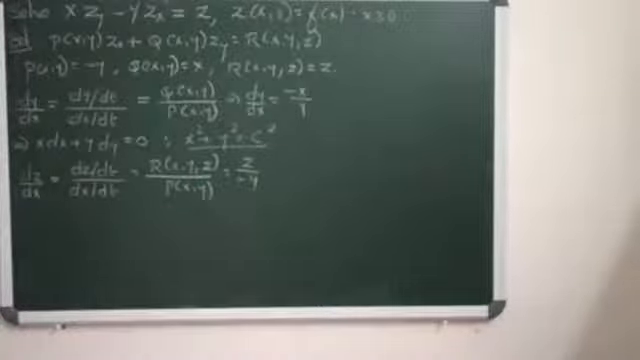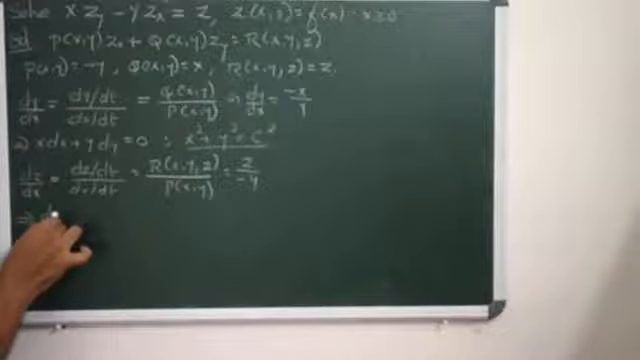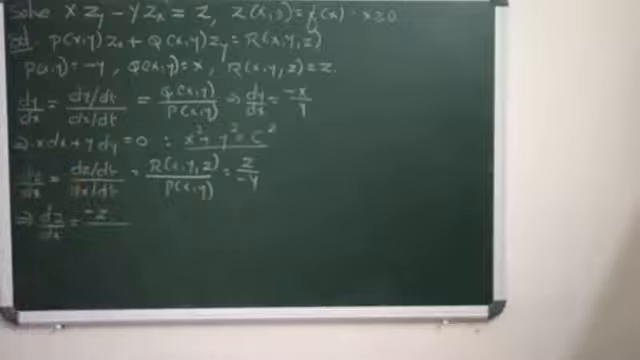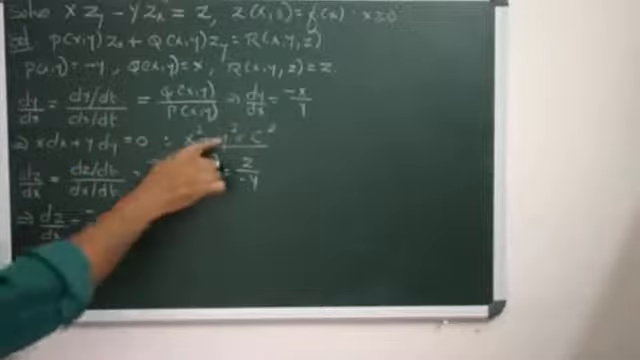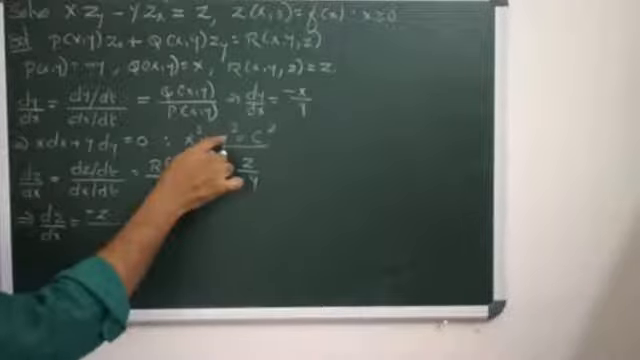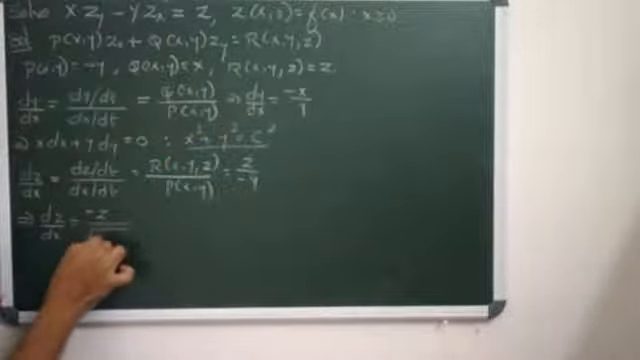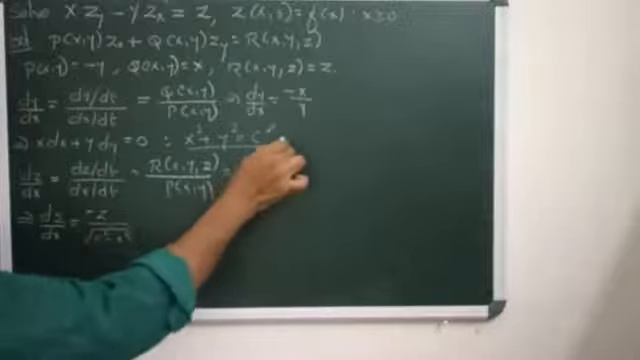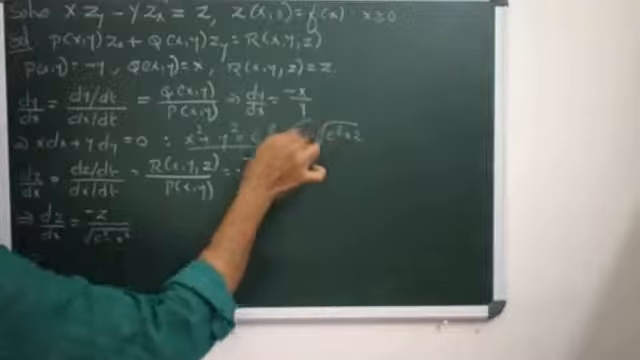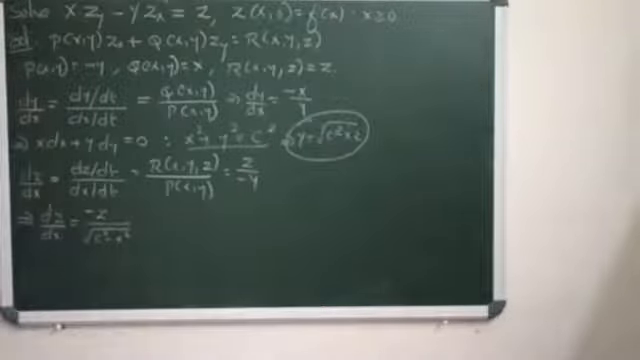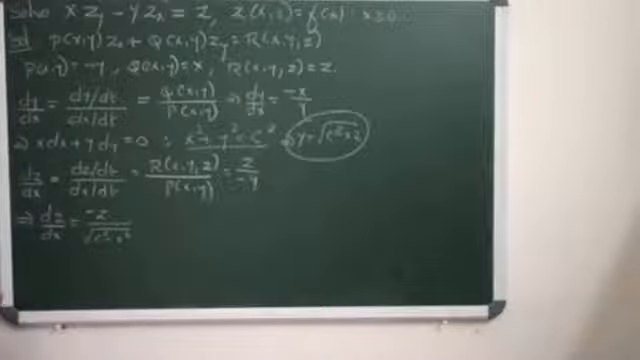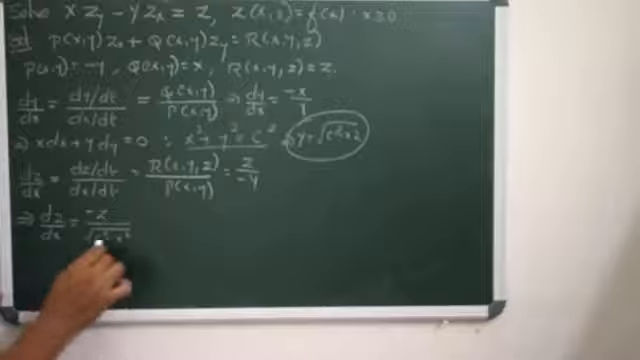Okay, that means dz/dx equals minus z by y. From here, y square equals c square minus x square, so y equals square root of c square minus x square. Agreed. So dz/dx is minus z by square root of c square minus x square.